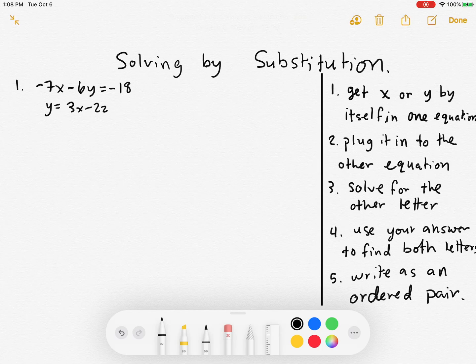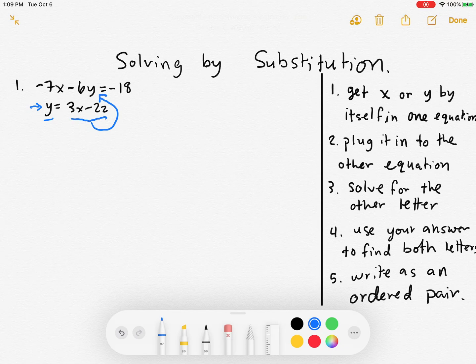This is number 1 from the homework. It reads negative 7x minus 6y equals negative 18, and y equals 3x minus 22. So the first step is to get x or y by itself in one equation. Notice we already have that done because right here, this is solved for y. Next step, plug it into the other equation. Since this is the same as this, we can just replace that y with this.